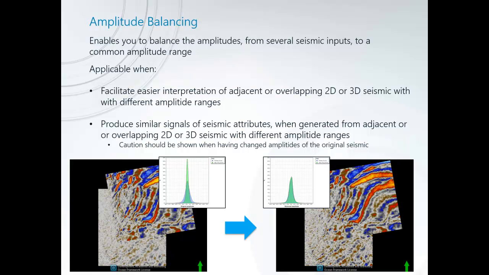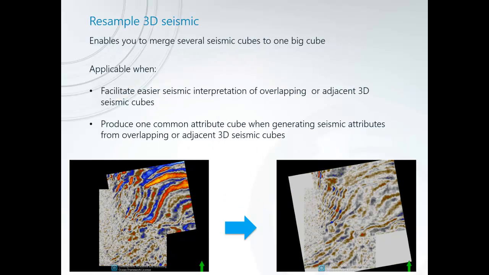The Amplitude balancing tool enables you to balance the amplitudes from several seismic inputs to a common amplitude range. This is applicable when you want to facilitate easier interpretation of adjacent or overlapping 2D or 3D seismic with different amplitude ranges, or when you want to produce similar signals of seismic attributes when generated from adjacent or overlapping 2D or 3D seismic with different amplitude ranges.